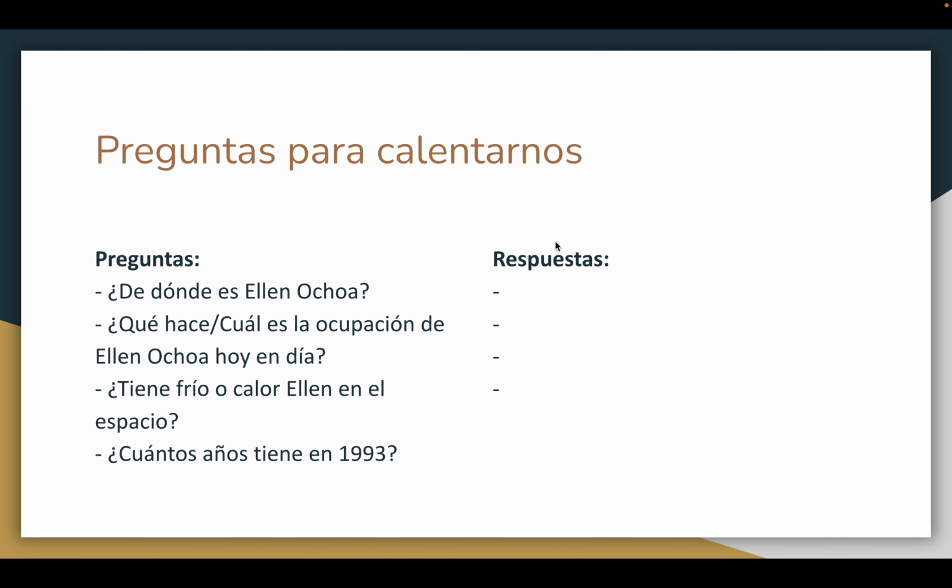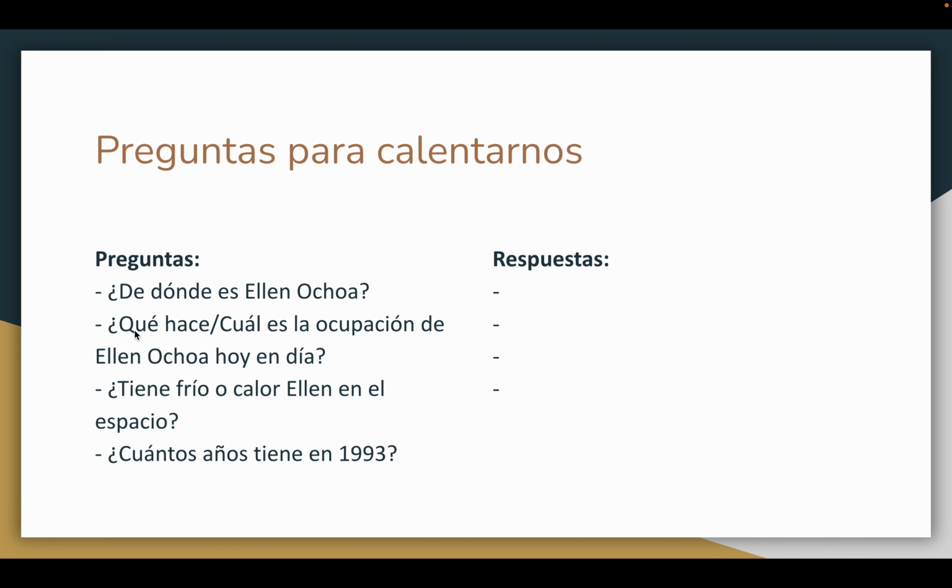All right, and the warm-up questions, las preguntas para calentarnos, deal with the information that you just read about Ellen Ochoa. So, ¿de dónde es Ellen Ochoa? ¿Qué hace or cuál es la ocupación de Ellen Ochoa hoy en día? Feel free to look up this phrase. Hoy en día is a very useful sort of like daily expression. You can use it basically wherever you want. So it's a really useful idiomatic expression, sort of a colloquialism, if you will.